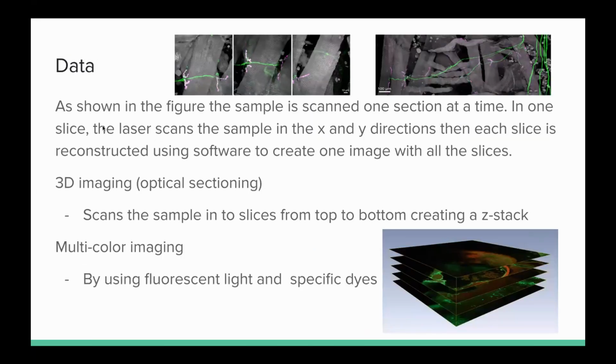So for the data, as shown in the figure, starting in the top left, the sample is scanned one section at a time. In one slice, the laser scans the sample in the X and Y directions, and each slice is reconstructed using software to create one image with all the slices, which is shown on the top right. 3D imaging can also be available with optical sectioning, which scans the sample into slices from top to bottom, creating what's called a Z-stack, which is shown on the bottom right, with all the slices top to bottom. Multicolor imaging is also available by using fluorescent light in specific dyes.